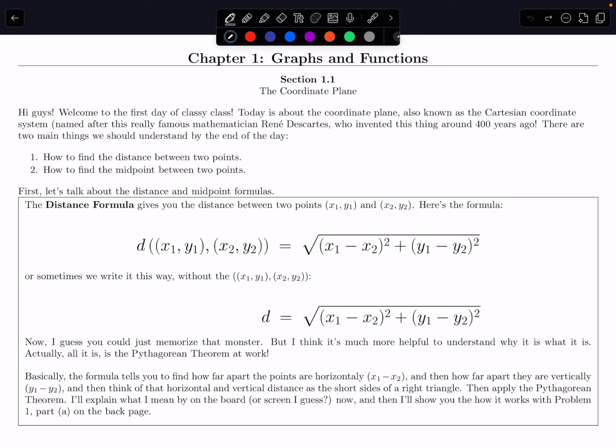Hi guys, welcome to Math 135. This is the first day that we're actually learning anything new. Today we're covering the very first section, section 1.1, and it's about the coordinate plane.